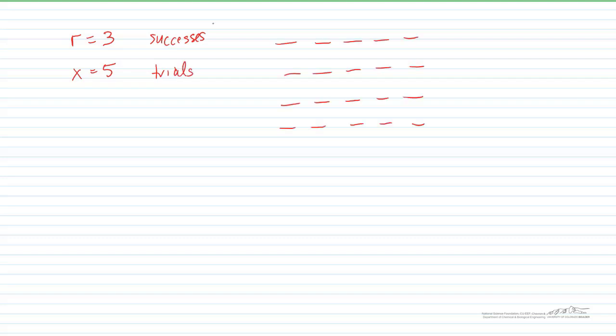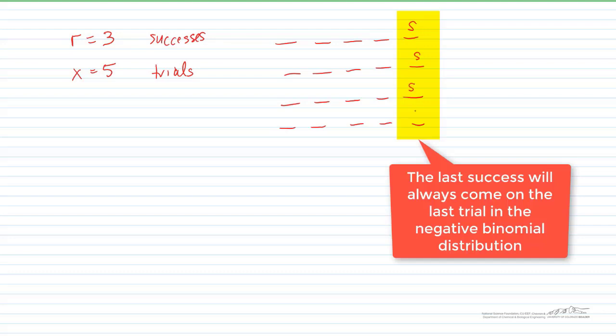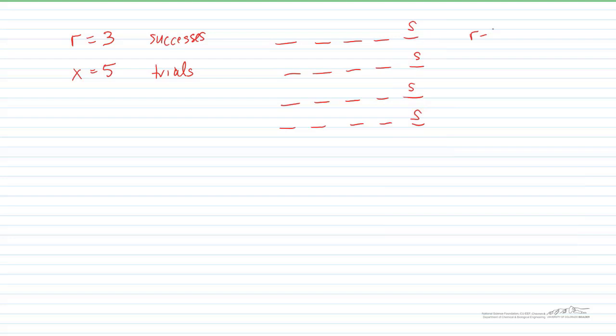Let's say we require 3 successes. So r is the number of successes that we require. And let's consider x equals 5. This is the number of trials. We've got x equals 5 trials, and we need 3 successes. The third success, in this case the last success, is always going to come at the very end. So we can put a success there. And now we've got r minus 1 successes left, and we have x minus 1 trials remaining.